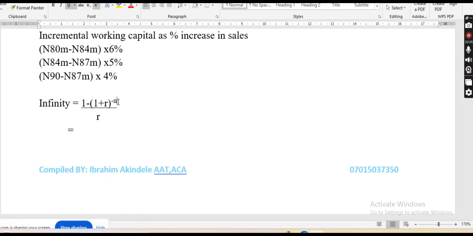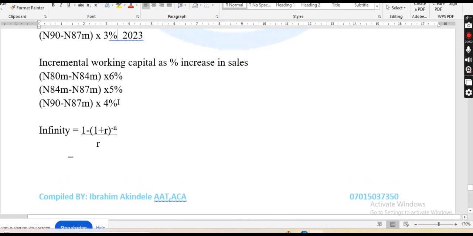Where can I see this thing? Oh, let me check. This is at the back of the question. There's one formula I'm looking for, the formula for calculating infinity. If you want to get the DCF for infinity, there is a formula for it. This is what we will do.